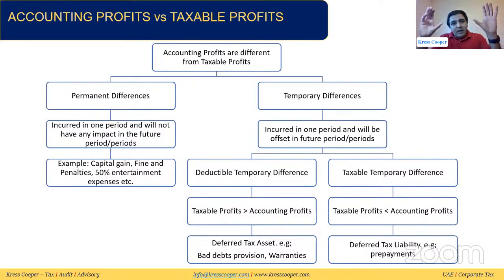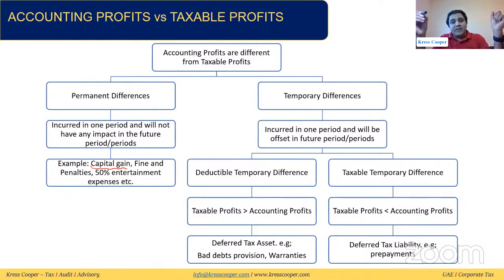Again, I'm repeating, accounting rules are different and tax rules are different, and these rules create differences in the profits. These differences can be permanent or temporary. If they are permanent differences, they will have an impact in one tax period, and will not have an impact in the subsequent tax period. The best example is capital gains. Capital gains are not subject to corporate tax, but a capital gain is income in the books of accounts. So it will have an impact in one tax period and no impact in the subsequent tax period.